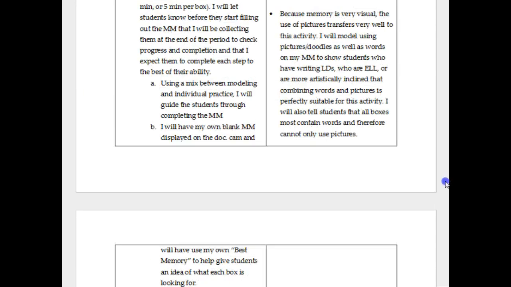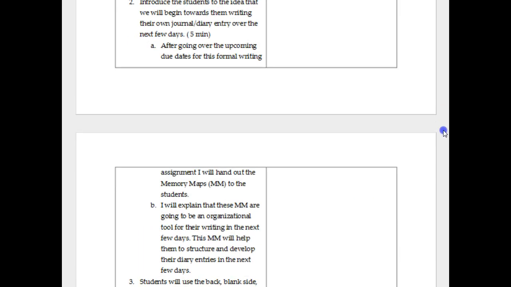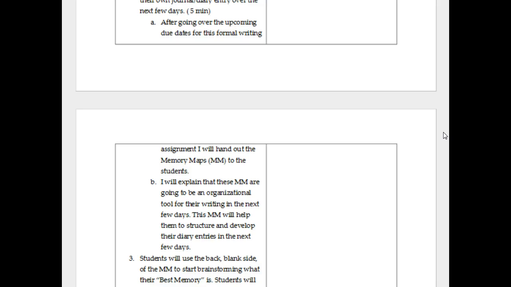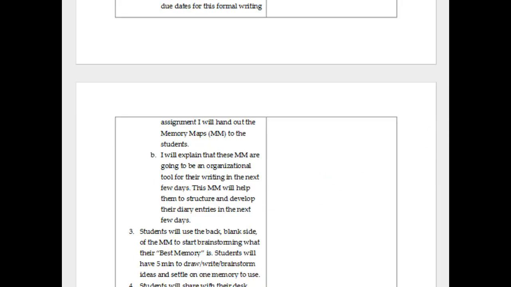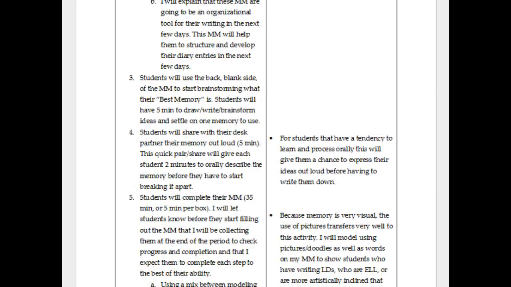Okay. So if this was an actual lesson, you would have the due dates all written down. Then you say, I will explain that these memory maps are going to be an organizational tool. Instead of saying, I will explain, actually do it. Write me, quote, so students, these memory maps are going to be an organizational tool, blah, blah, blah. The more often you imagine yourself in front of the room and imagine yourself in front of the students, the more effective you'll be when you actually stand up and do it.